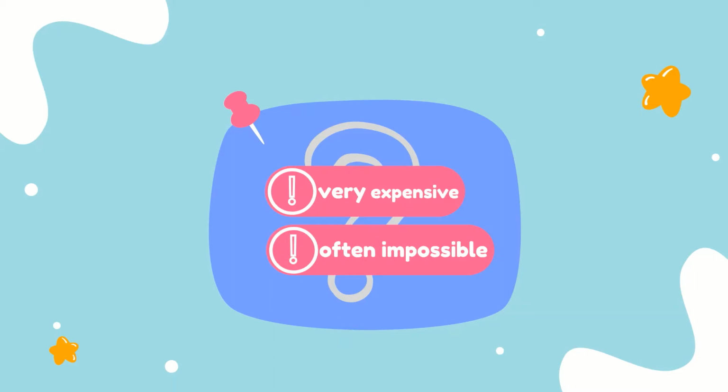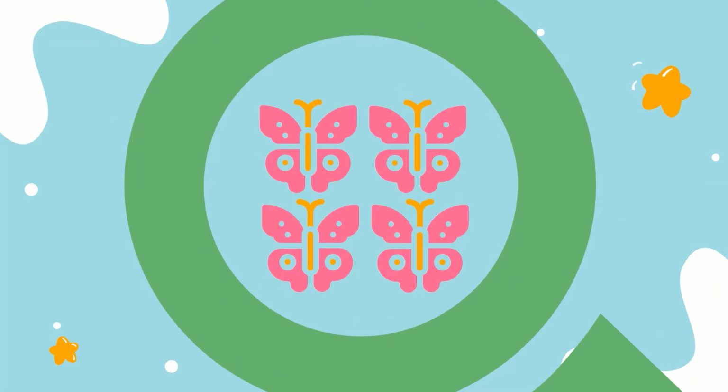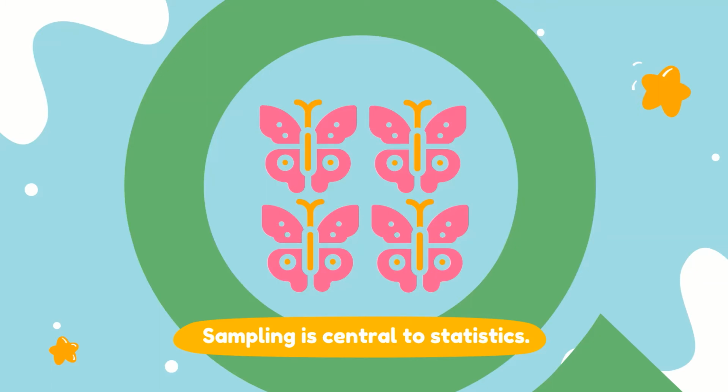Let's say I want to find the average lifespan of a certain species of butterfly. Do I really need to check out all the butterflies in the population? That's impossible. But if I can collect a representative sample properly and do the analysis carefully, I can make a clear and close assessment of the entire population. That's why sampling is central to statistics.